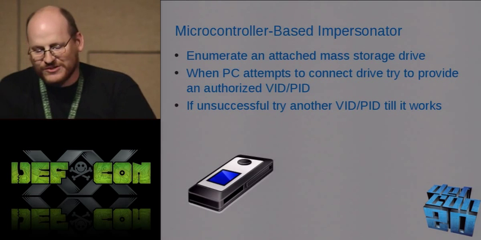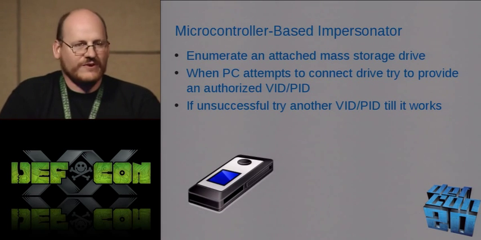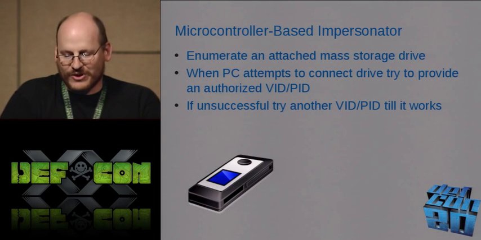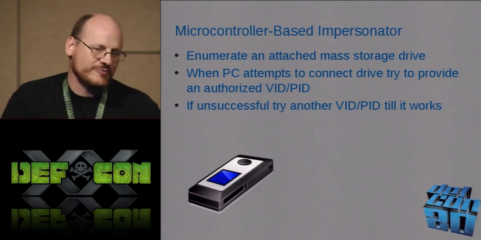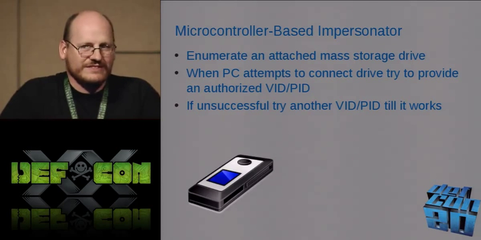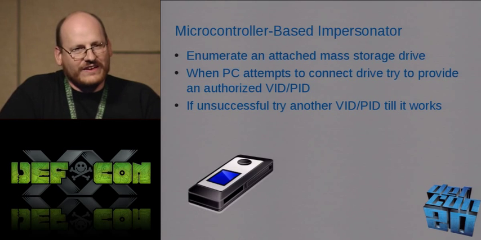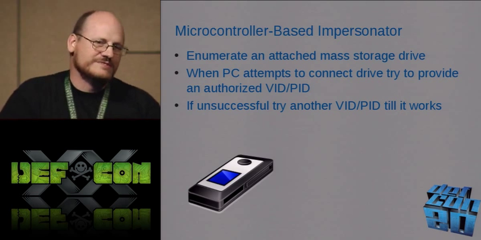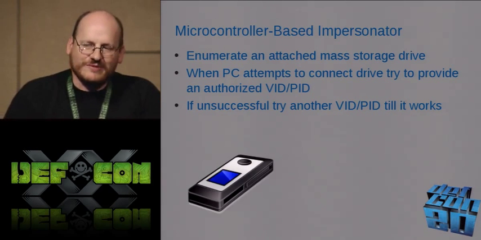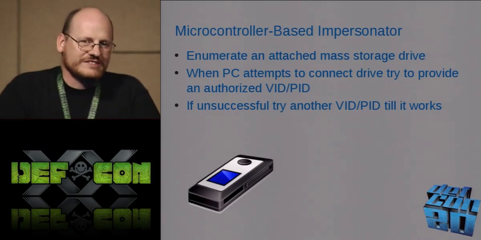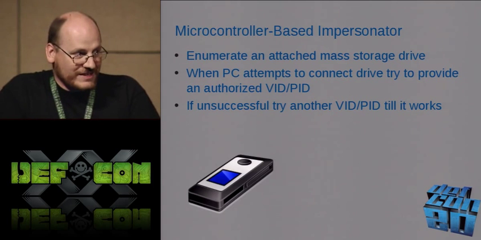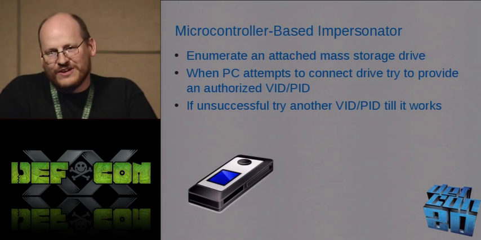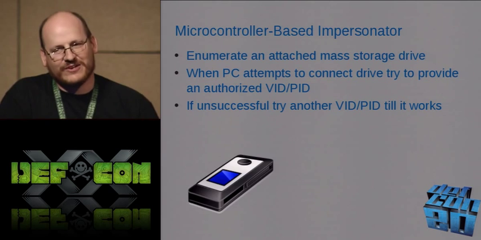All right, so how does this microcontroller-based impersonator work anyway? It allows you to insert your flash drive, and it enumerates it. Then when you plug this device into the PC, the PC says, oh, I see there's a new device, let me enumerate it, and it tries to get an authorized vid-pid combination. If it's not successful, it tries the next one. There are 2 basic modes of operation in the device. You can either say, I know what the vid-pid is, and I'll just set it, or you can try automatic mode. In automatic mode, I have 500 of the most common vid-pid combinations, and it will just scan through those.